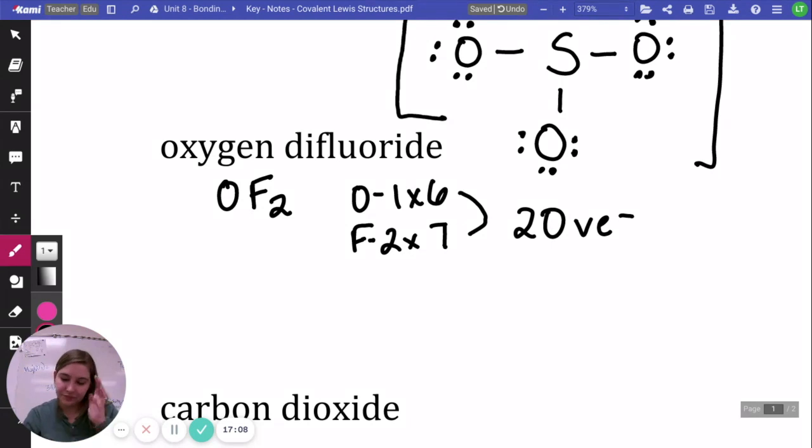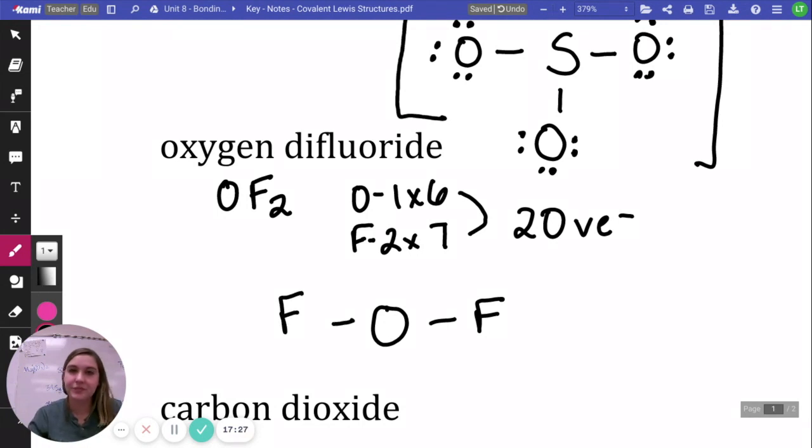All right. So figure out our central atom. So we have oxygen and fluorine. Oxygen is going to be less electronegative than fluorine. So we're going to put oxygen in the center and then bond those 2 fluorines to either side. All right. Now that I've bonded those fluorines to either side, I've used 4 electrons. I still have 16 more to use, so I'm going to fill my outer octets.